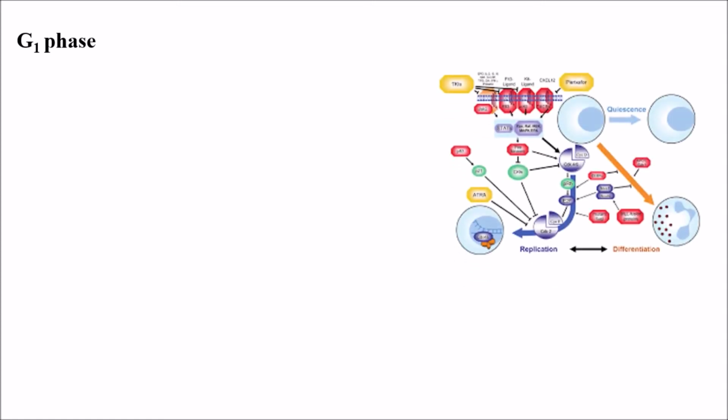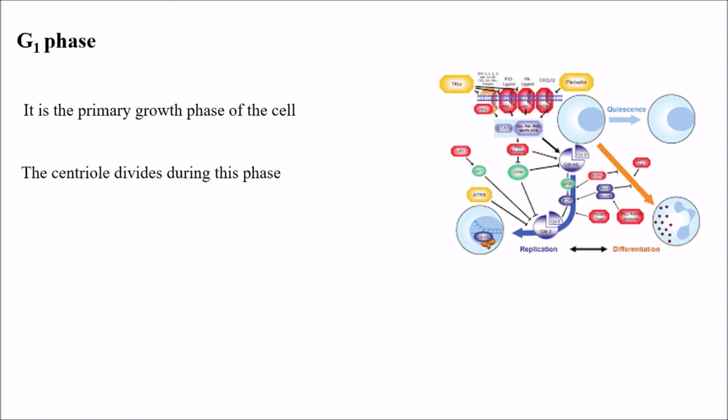Coming to G1 phase, what happens in G1 phase? It is the primary growth phase of the cell. So, what is the primary growth phase? G1 phase is called the primary growth phase of the cell. In this phase, the centriole divides and there is no change in the DNA content in the cell.